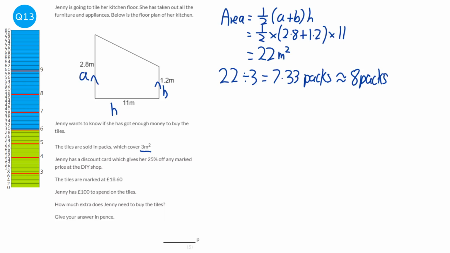Okay, next thing we look at is the fact that Jenny has a 25% discount. So we need to find out what 25% discount would do to the £18.60 for the pack of tiles. So we're going to get the £18.60 and times it by 0.75. So we're just going to find 3/4 of it because she has a 25% discount, and that would be 1,395. So the tiles are going to cost £13.95.